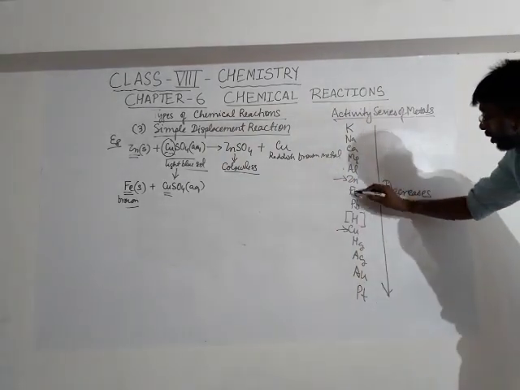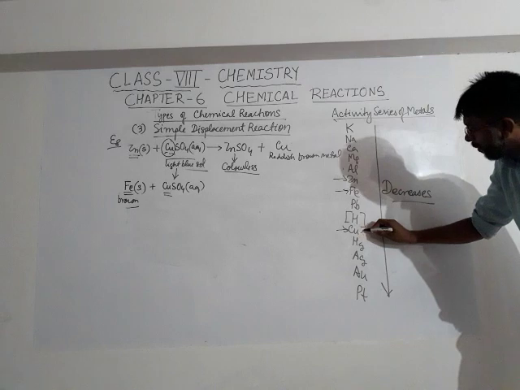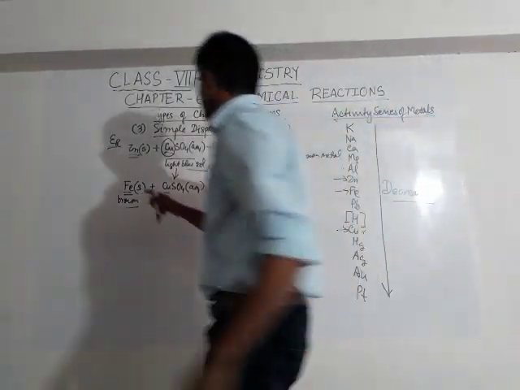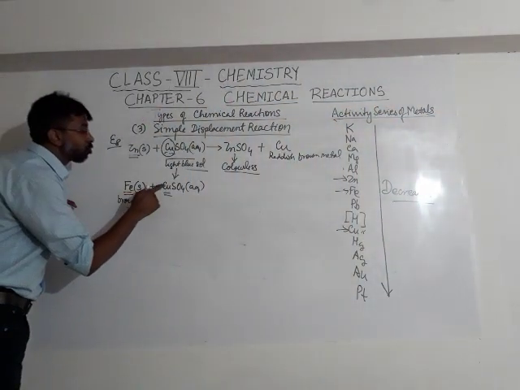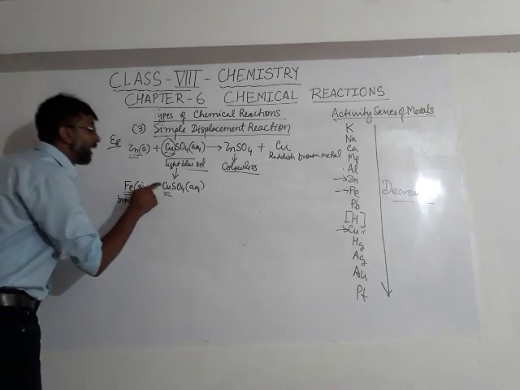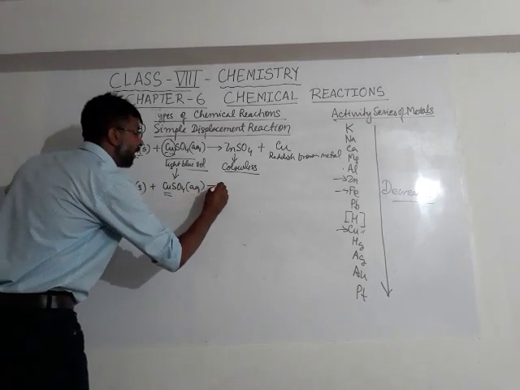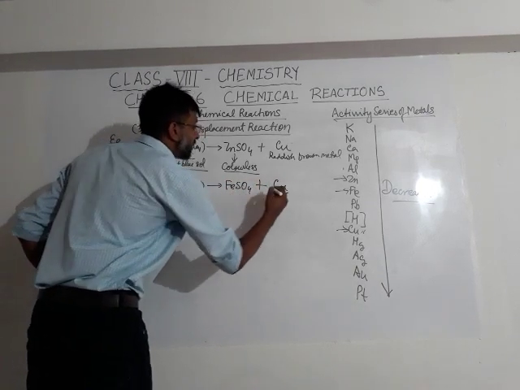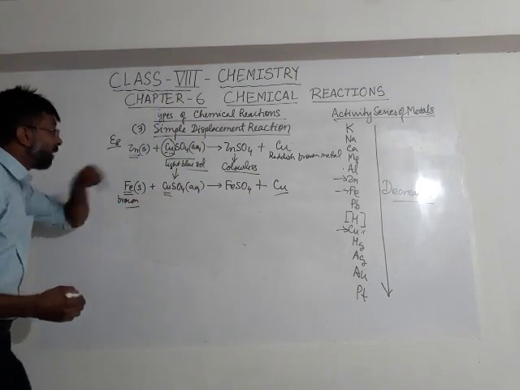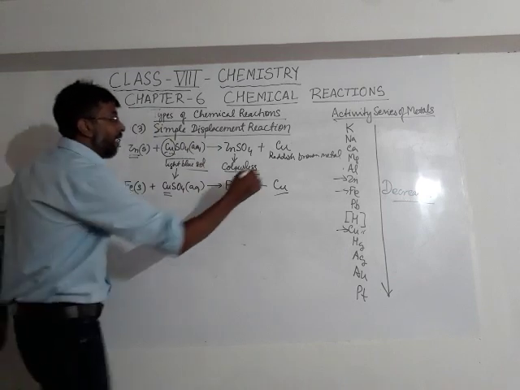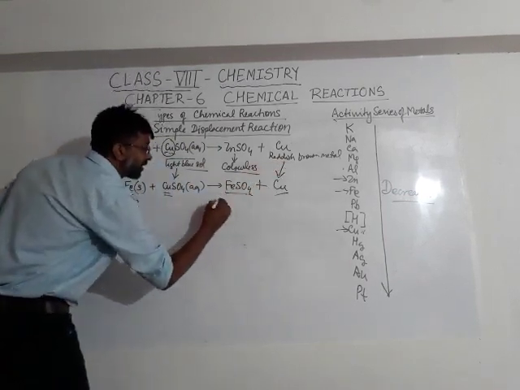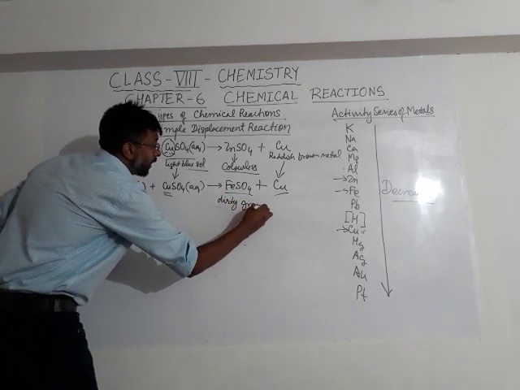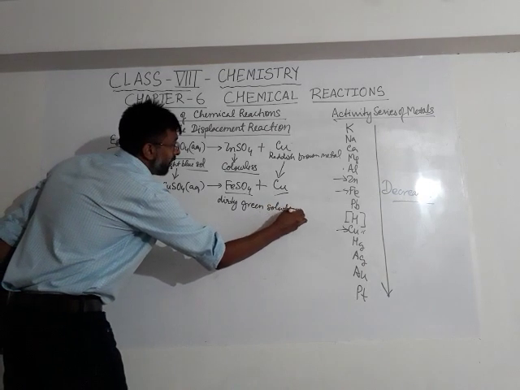If you see, the position of iron is here and the position of copper is here. So definitely iron is placed above copper. So this iron is going to kick out copper from copper sulfate. It is going to displace copper from copper sulfate, and it is going to form ferrous sulfate, FeSO4, plus copper metal is formed. Now the color of this is light blue, but after the reaction is complete, I will get reddish brown copper metal, and the color of iron sulfate is a dirty green solution.